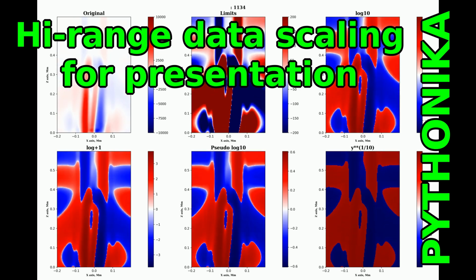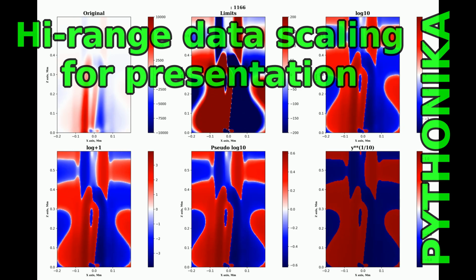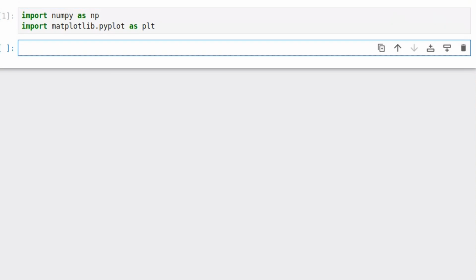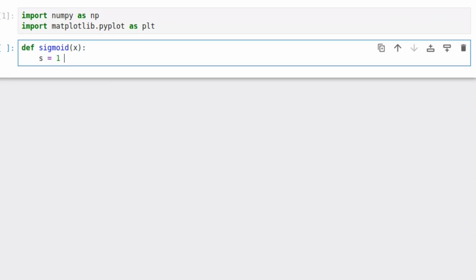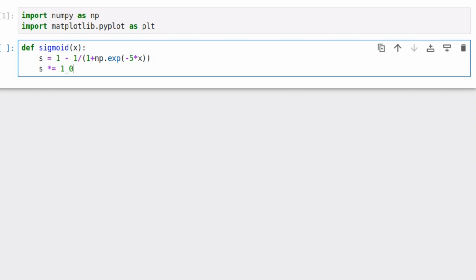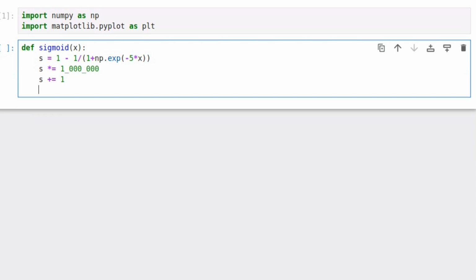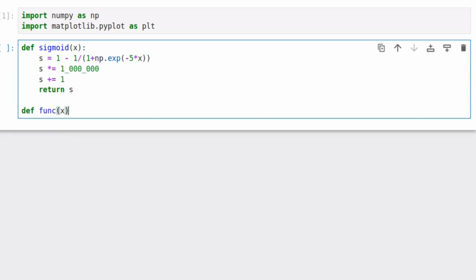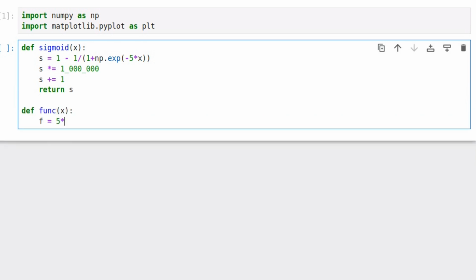Welcome to Pythonic, and today I will show you how to rescale data with a very high range, where you need to see high and low end values. First of all, I will create a sigmoid function which is reduced from 1 to 0, and I will adjust the weight of this function to 5, multiply it by 1 million to make it very big, and add 1 to keep it small positive at the very big values of x.